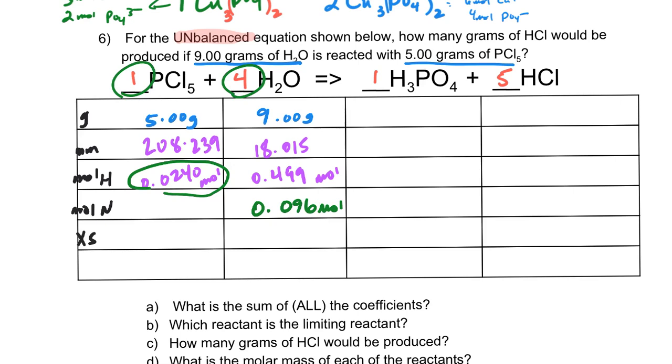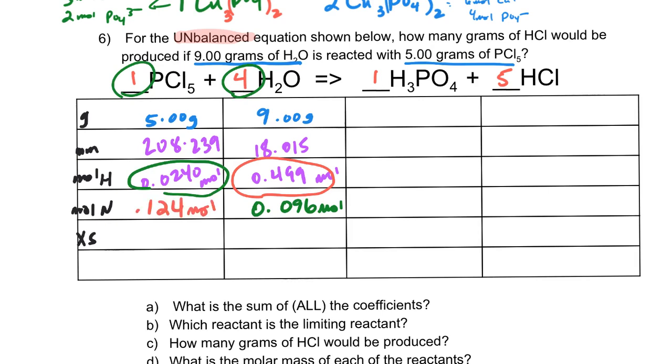And now the other thing that we're going to do is go the other way around. This time we're going to start off with 0.499 in red. Notice that the ratio between the PCl5 and the water is that since we had 4 times the amount of water compared to the PCl5, that means we need 4 times less PCl5 than we do water. So we need to take this number here and divide it by 4. That will give us the other number for how much PCl5 we actually need. And that number should be the following.